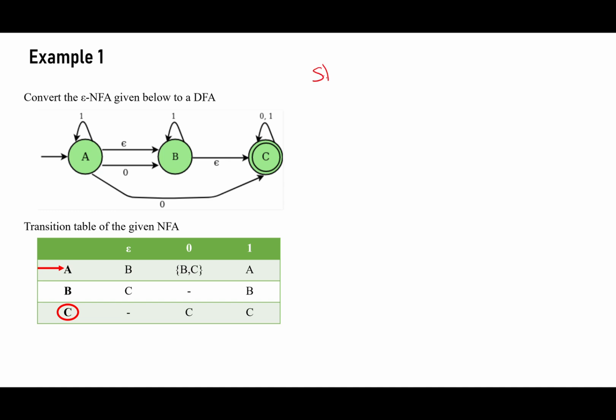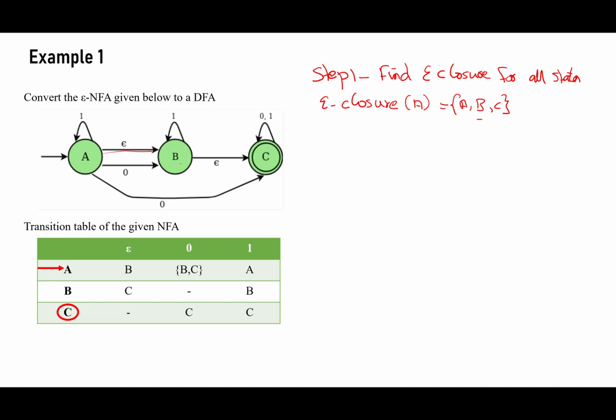Step 1 here is to find the epsilon closure for all states. So the epsilon closure of A is equal to A, B and C. From A, first we have to write the same state. Then we have to check whether there is a transition from the state A. From the state A there is an epsilon transition to B. So B, then from B to C also there is an epsilon transition. So C also.